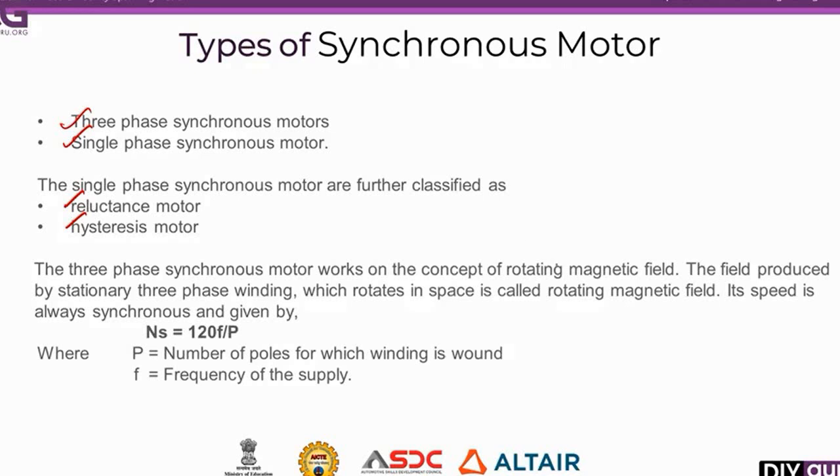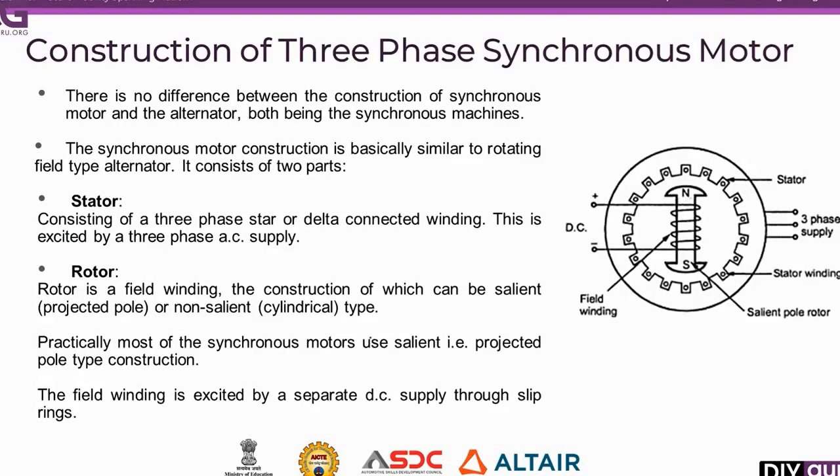The basic principle of a synchronous motor is the concept of the rotating magnetic field (RMF). The field produced by a stationary three-phase winding, as we saw in the three-phase induction motor, rotates in space, and it is called the rotating magnetic field. The speed of the rotating magnetic field is given by 120 F divided by P, where P is the number of poles on which the winding is wound and F is the supply frequency. We already saw this in the three-phase induction motor.